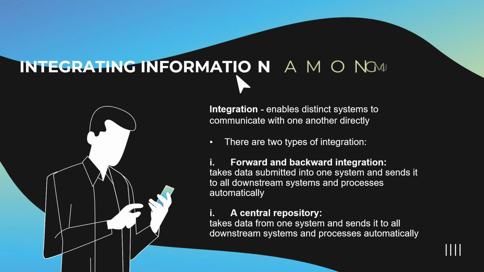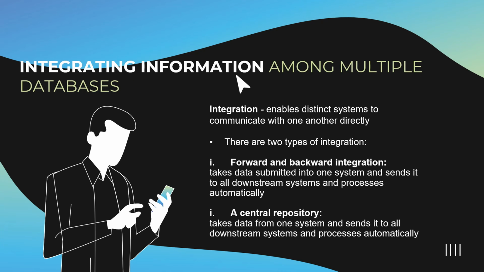Next, integrating information among multiple databases. Integration provides for direct communication between different systems. There are two types of integration, which are forward and backward integration and also a central repository. What is forward integration? Forward integration takes information entered into a given system and sends it automatically to all downstream systems and processes. While backward integration takes information entered into a given system and sends it automatically to all upstream systems and processes.